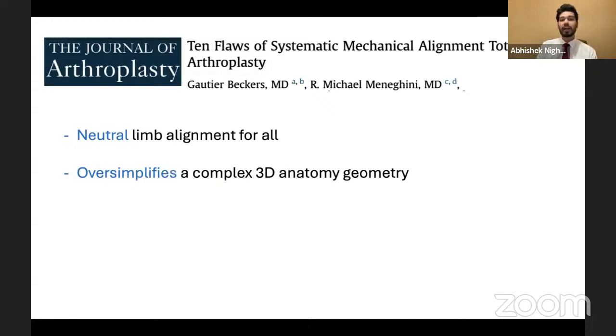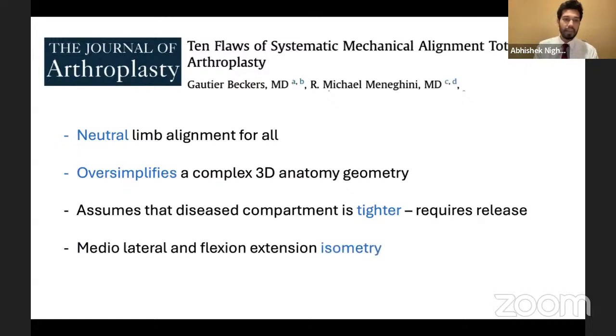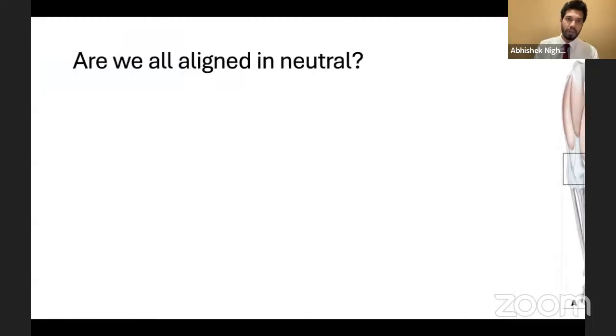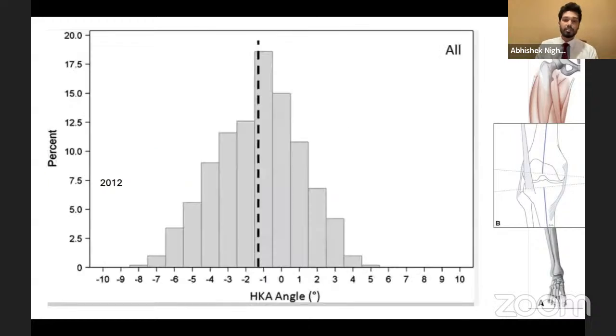They oversimplify a complex 3D anatomy geometry. We assume that the diseased compartment is always tighter and therefore always requires a release. And that mediolateral and flexion-extension gap balancing should be isometric. But are we all aligned in neutral? A recent paper by Bellemans in the year 2012 said that an important fraction of the normal population has natural alignment of 3 degrees varus or more. This means 32% of the population is in the varus axis of the HKA.